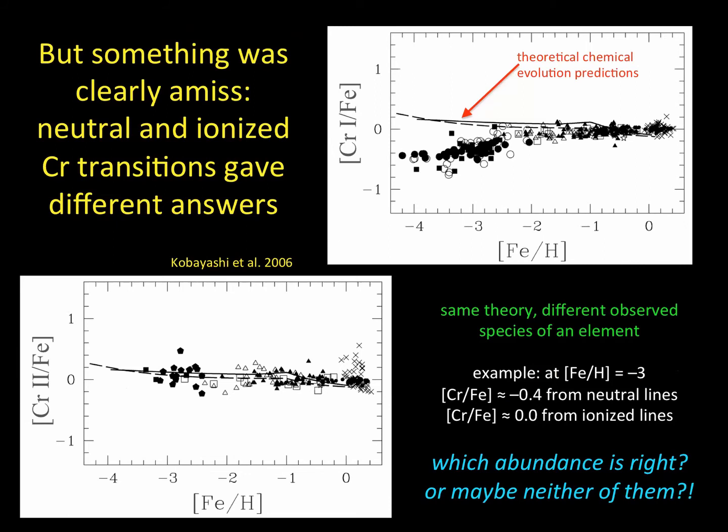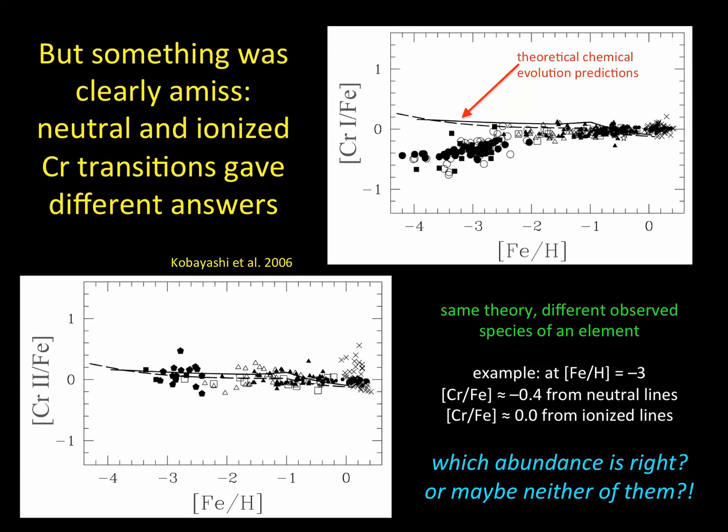In the top right panel, there is the chromium to iron ratio that you would get if you used neutral chromium lines and neutral iron lines. Yep, chromium is low in metal-poor stars. If you use ionized chromium and ionized iron, there's no problem. The chromium to iron ratio stays at 0, the solar ratio.